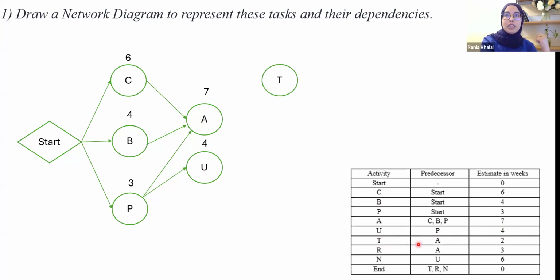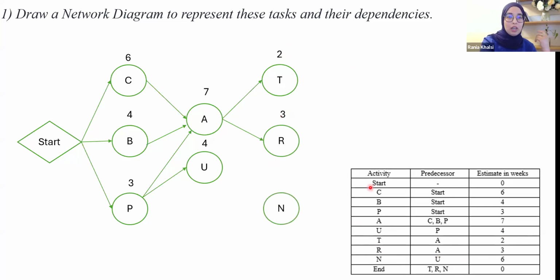So activity T here is connected to activity A, coming after finishing activity A, we can move to activity T. This activity, based on the table again, takes 2 weeks to complete. This is why we mentioned 2 weeks in there, okay? After that, we have another activity, which is activity R, which also has activity A as a predecessor. So this is why we mentioned this link. And it takes 3 weeks, as an estimation, to get completed.